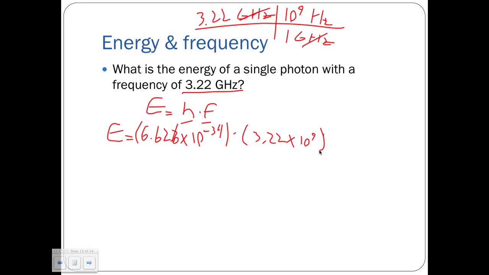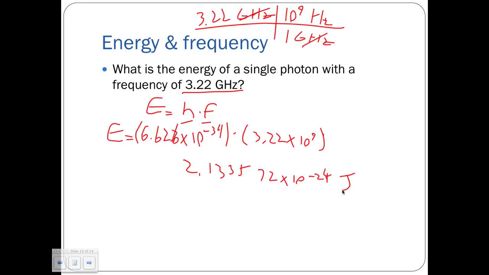All right, at this point, we should be able to go ahead and do the math on this. So the energy is going to be equal to 6.626 times 10 to the negative 34th, times 3.22 times 10 to the 9th. And so I get 2.1333572 times 10 to the negative 24th. And since we used the right units, Planck's constant and frequency in hertz, this should be in joules for our energy here.